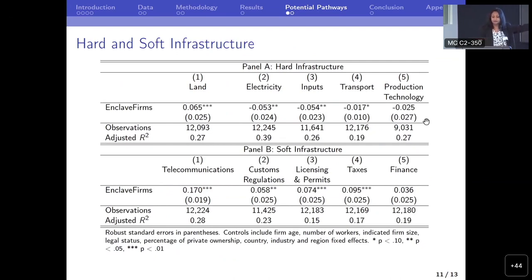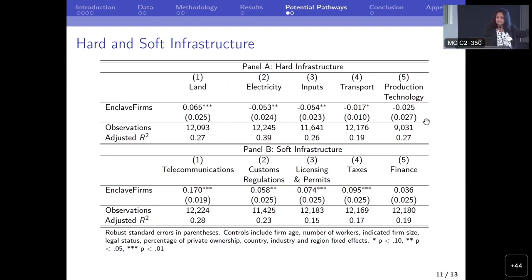So what the evidence or what my analysis so far shows is that, well, these firms do say that access to electricity is less of an obstacle as compared to firms not located within an industrial enclave, and access to inputs is less of an obstacle as compared to firms not located in an industrial enclave. Again, each of the other coefficients are either not statistically significant or they don't have that negative sign at all.